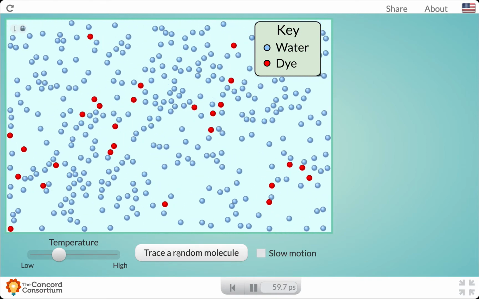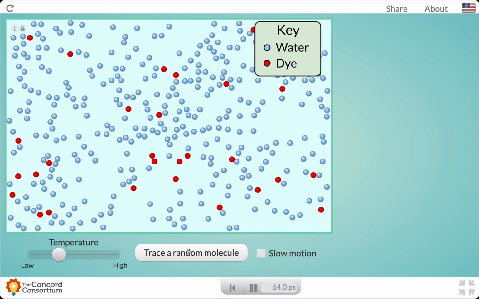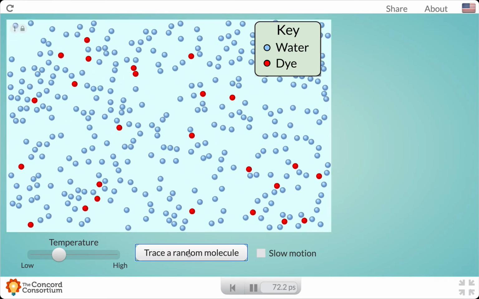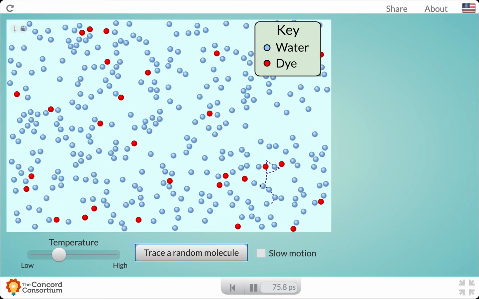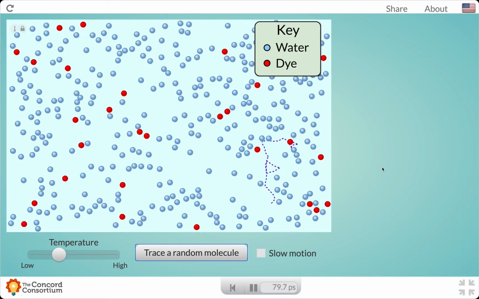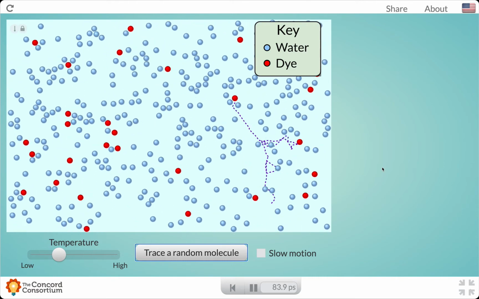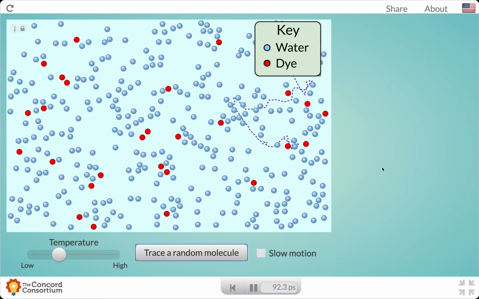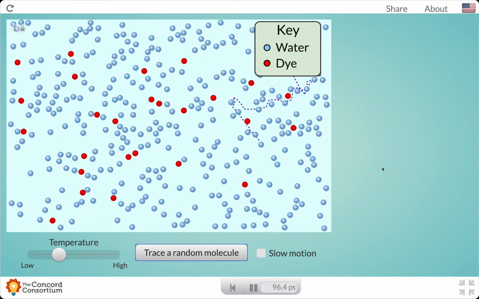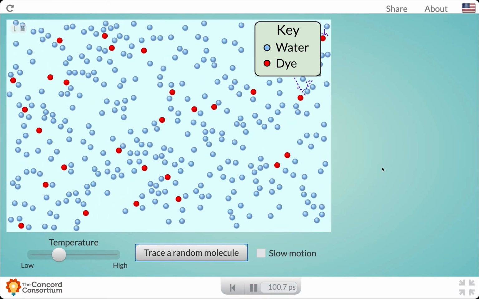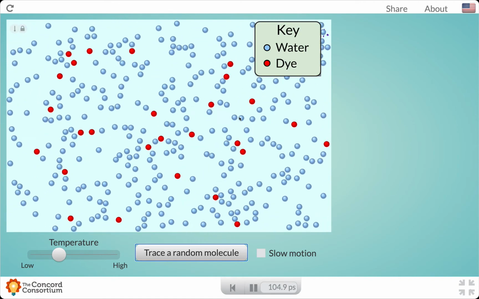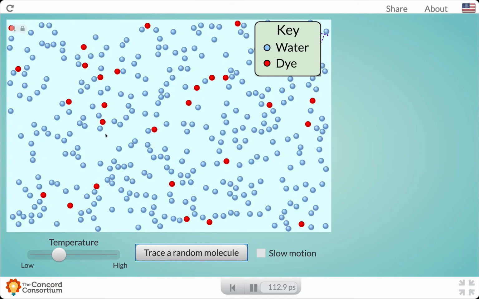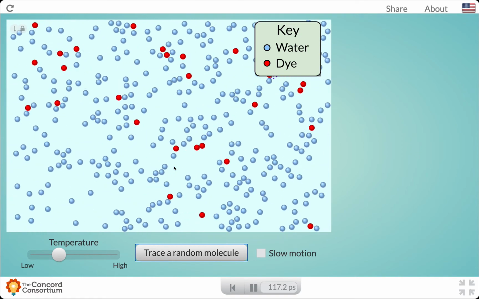Now to show you that the motion is random, I'm going to click this trace a random molecule, and what we'll see is it'll leave a little path. It's going to choose one of the molecules and allow us to see the path that it's traveling in. You can see here that dotted line is the path that red particle is traveling in. It's completely random. Where it goes is all dictated by how it's hit by different particles, by the blue particles, or even by red particles. We can see that motion is random, and yet diffusion, the spreading out from an area of high concentration to low concentration, always takes place.